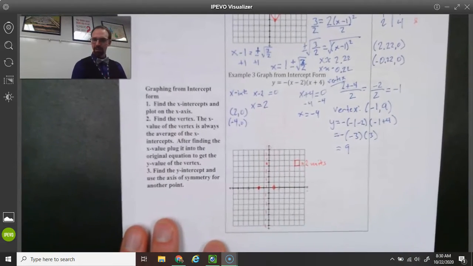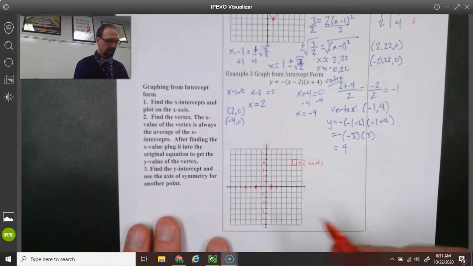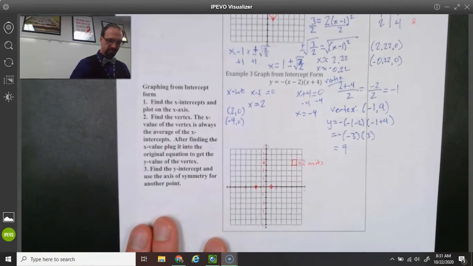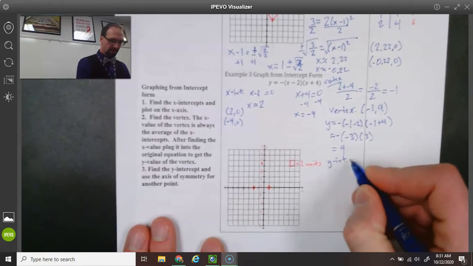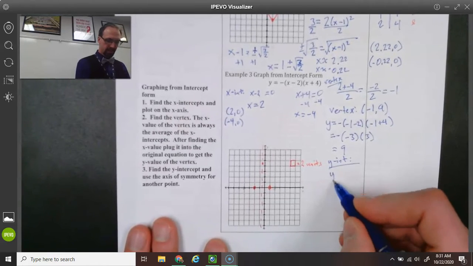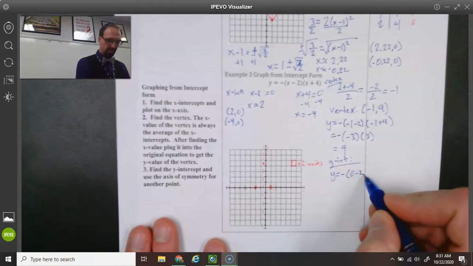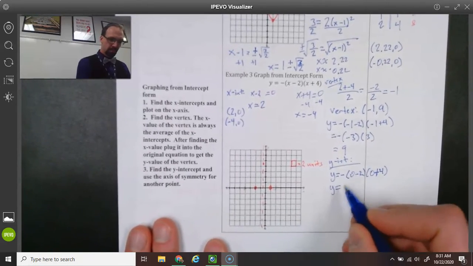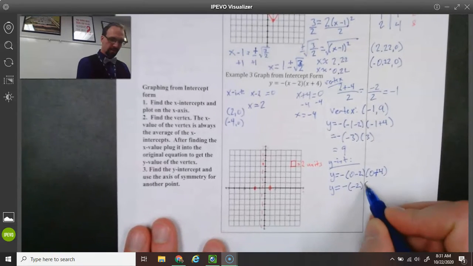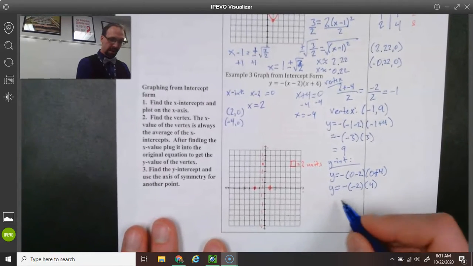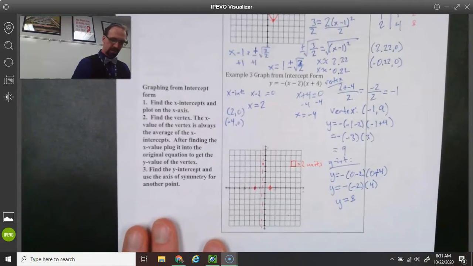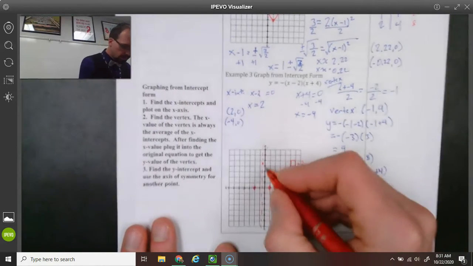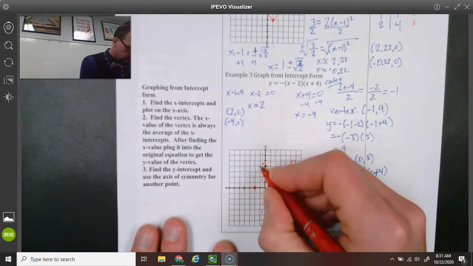Looks like I can get the y-intercept. That would be a good point to get. So to get our y-intercept, we plug in 0 for x. So I have y equals the opposite of 0 minus 2 times 0 plus 4. That's going to be the opposite of negative 2 times 4, so that's going to be 8. So our y-intercept is (0, 8). It's going to be here, and then if I reflect across, it's here.